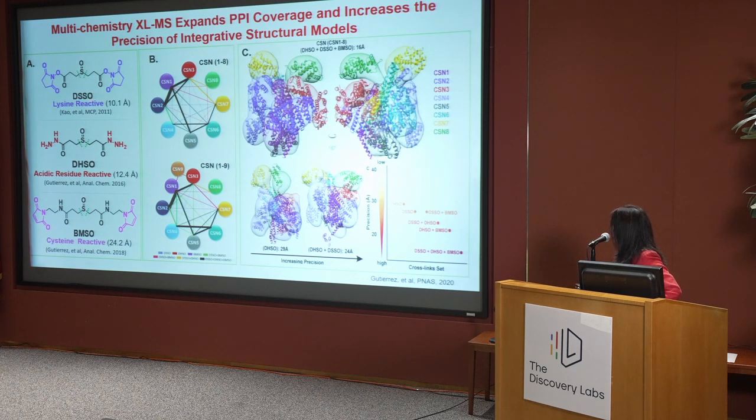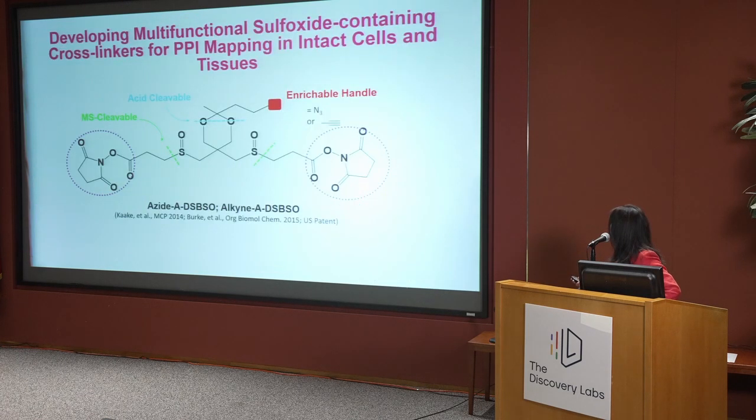And so using all these different cross-linkers, we were able to increase the precision of the integrative structure modeling, as you can see from here. If you have only one, we generate the model with 29 angstrom precision, and with 2 cross-linkers, we have 24 angstrom, and then with the 3 linkers together, we can improve the precision to 16 angstrom. So basically, that extends the coverage and improves the model precision.